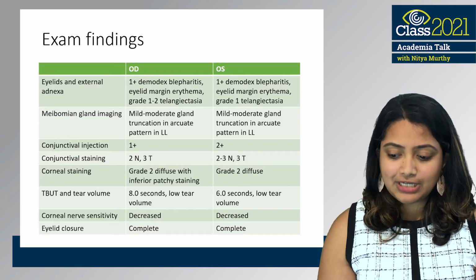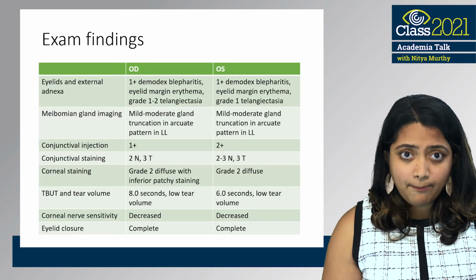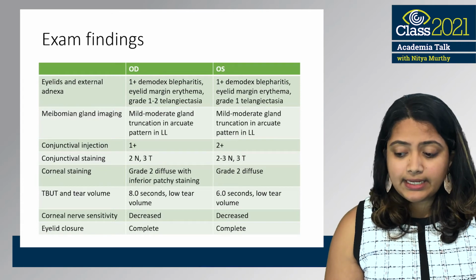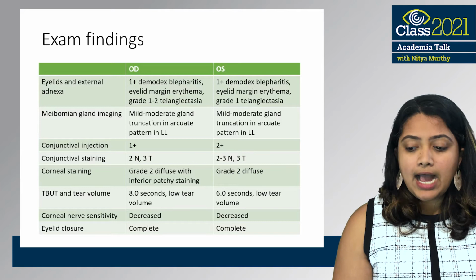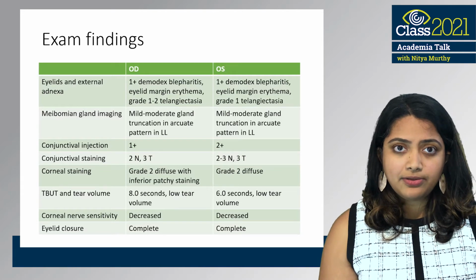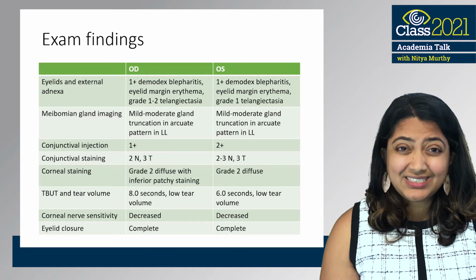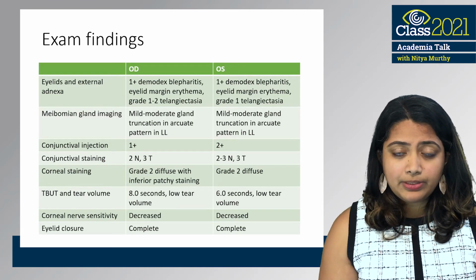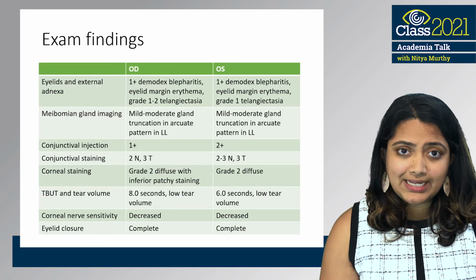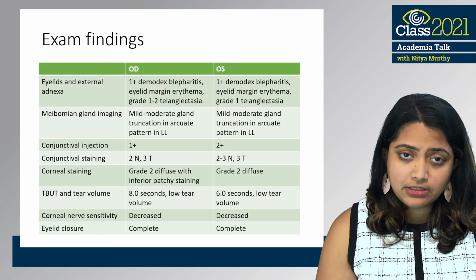We had conj injection, we had conj staining, but we'll come back to that. We had corneal staining, and we'll come back to that as well. We had low tear volumes, low TBUTs. We looked at corneal nerve sensitivity. It was decreased in both eyes. And we did the Korb-Blackie illumination test, and she had complete eyelid closure in both eyes.